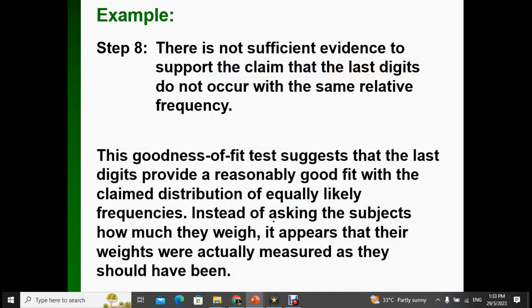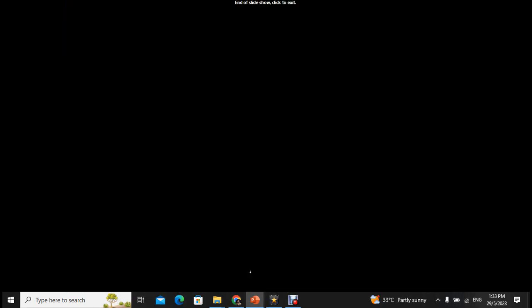Okay, so there is no sufficient evidence to support the claim that the last digits do not occur with the same relative frequency. So the goodness of fit test suggests that the last digits provide a reasonably good fit with the claimed distribution of equally likely frequency. Instead of asking the subjects how much they weigh, it appears their weights were actually measured as well as should have been.